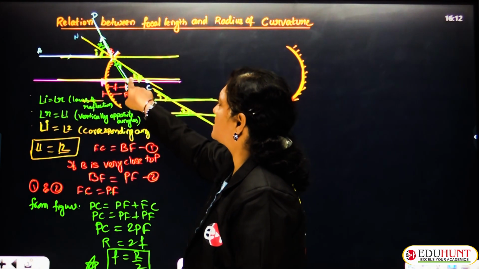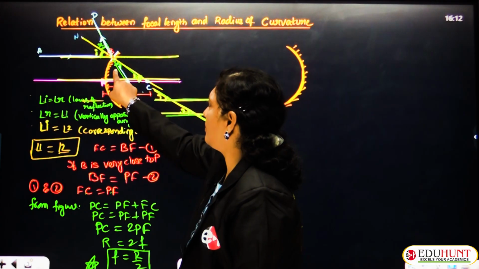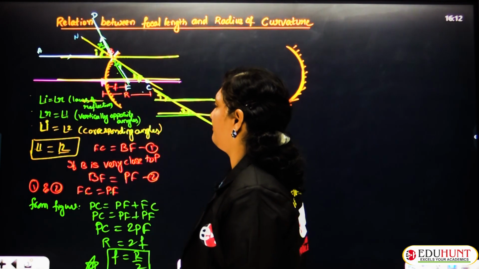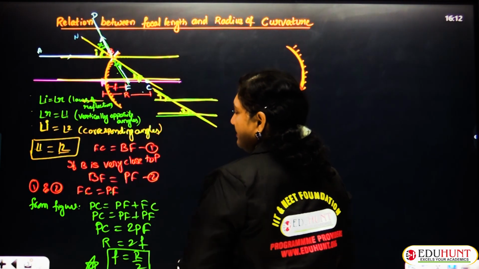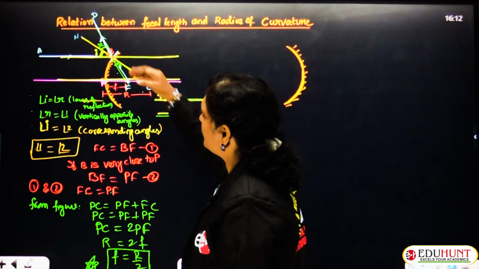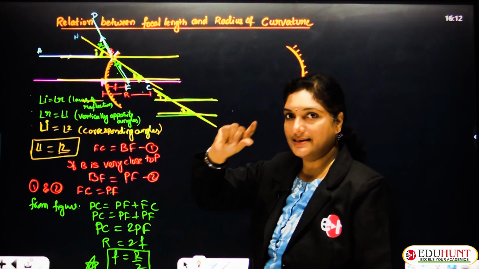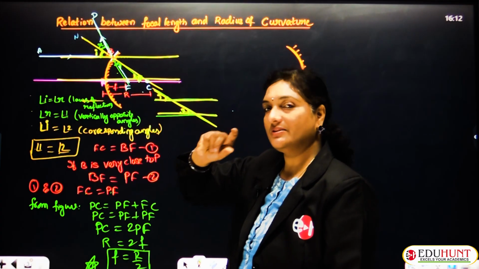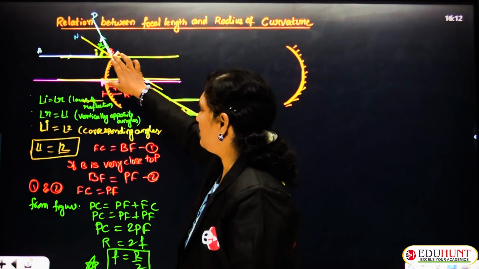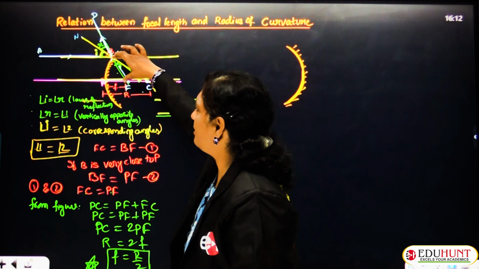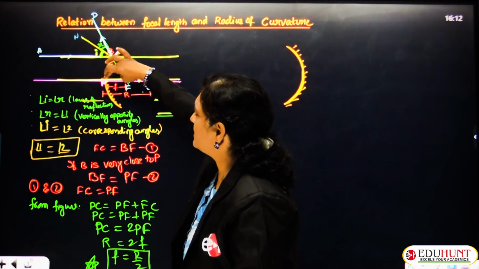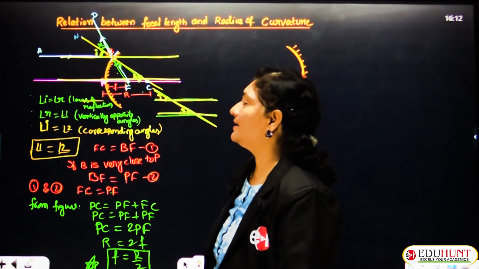So the side opposite to angle 1 is FC and the side opposite to angle 2 is BF. So FC is equal to BF. And if you consider a mirror with a small aperture, B will be very close to P. So instead of writing BF, as B is very close to P, I can write it as PF.